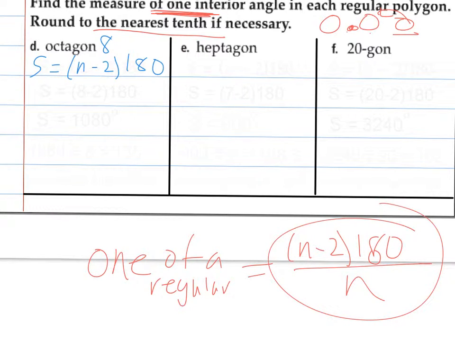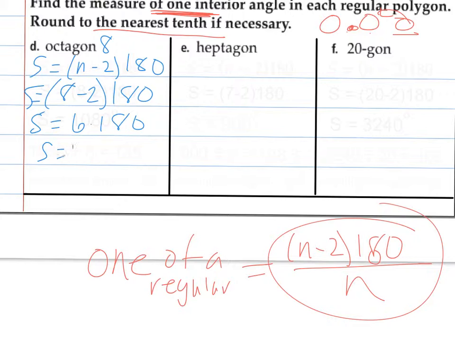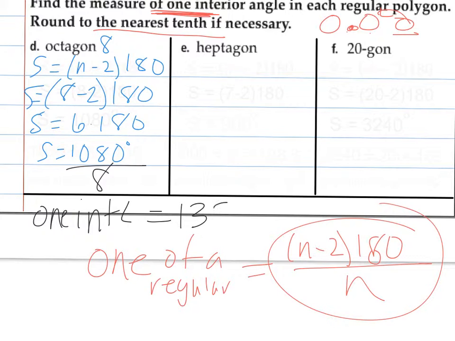So I plug in, back to my octagon here, 8 minus 2 times 180, and I get S equals 6 times 180. So the sum is 1080, but that is divided by the number of sides, which are 8, the number of angles, which is 8 in an octagon. So I find out that one interior angle is 135 degrees.